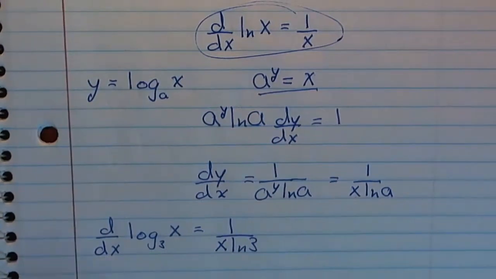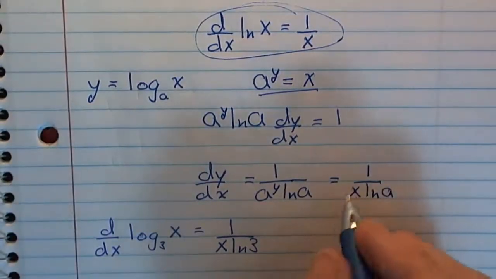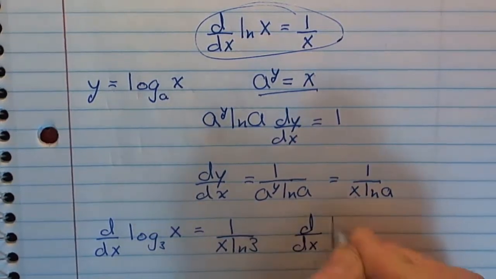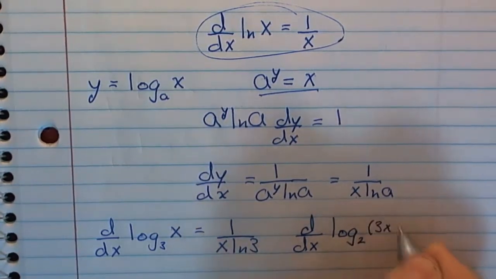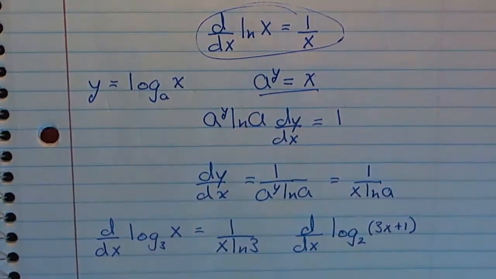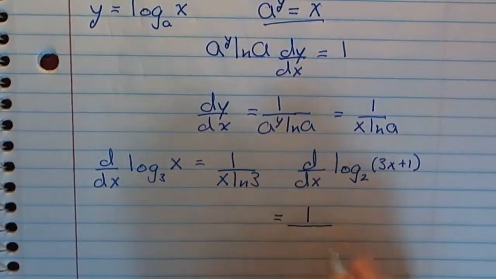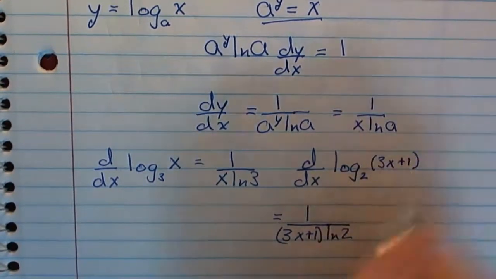Now, of course, all that we know about the chain rule still applies to these logs. So let's look at one where we might need to use the chain rule. Let's suppose that we've got the log, let's say base 2, of 3x plus 1. Okay, and we want to find that derivative. Well, here we go. This is going to be 1 over 3x plus 1 times log 2.